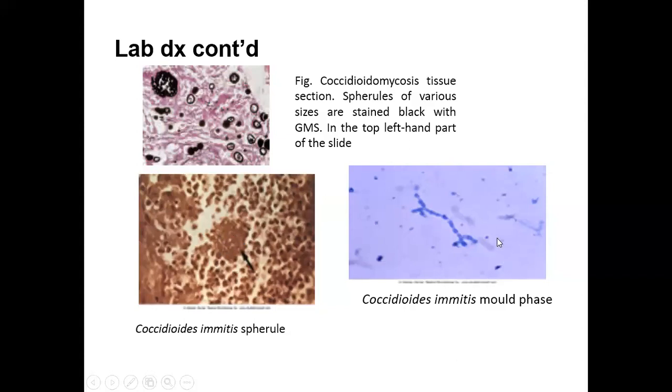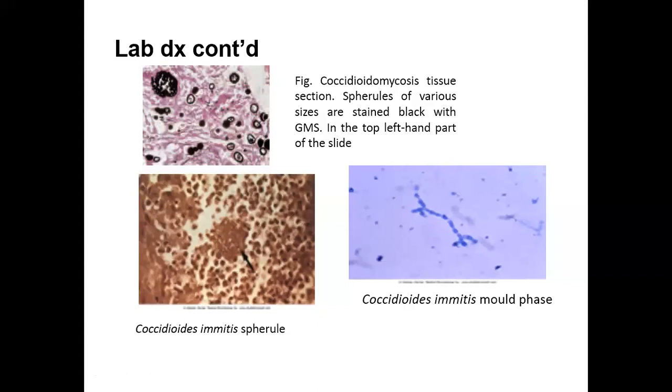And if you want to observe it under 40x in the mold form, how do you find it? You always find it like this. You find it in a circular fashion, right? In circular fashion, you will be able to observe the Coccidioides immitis strain in the mold form.